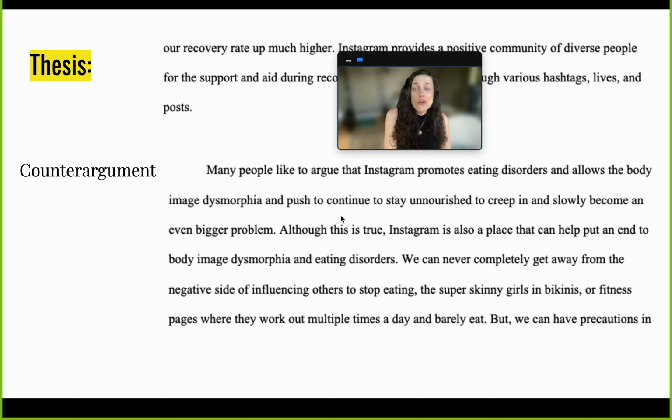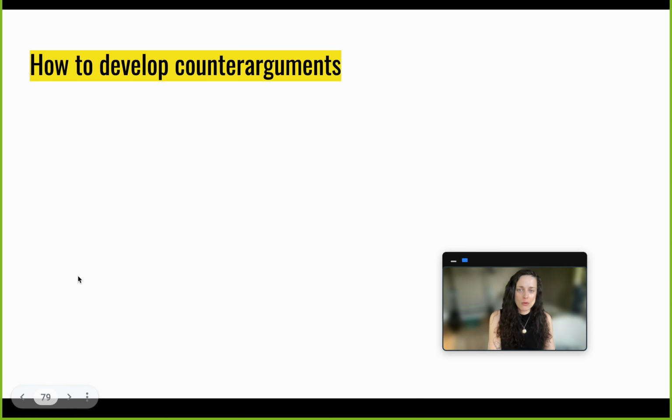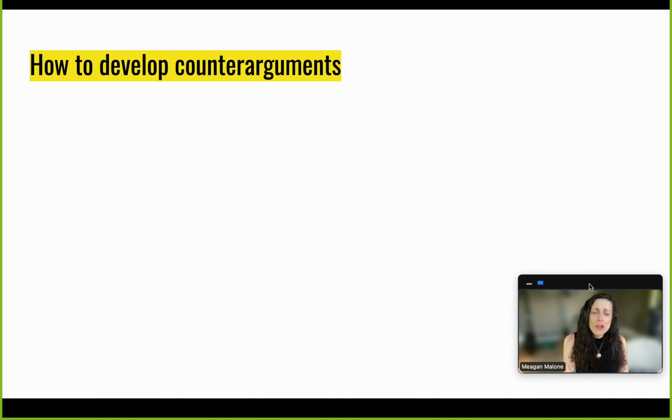Now, she says, although this is true, so she has a concession. She says Instagram is also a place that can help put an end to this. So she begins to do this work, and I would have a lot of comments for how we can make that even more effective. But this is kind of an example of what it means to do a counter argument and a rebuttal. So how do you develop counter arguments?